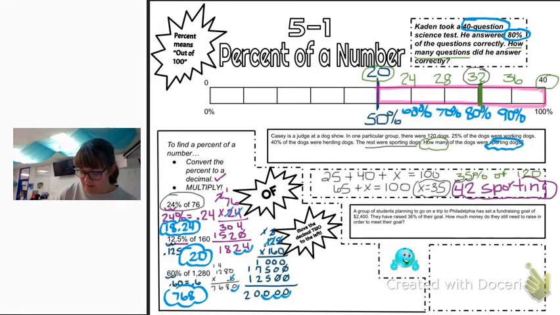So 35 was the percent of the dogs that were sporting dogs. 42 is the actual number of dogs that fell in that category.